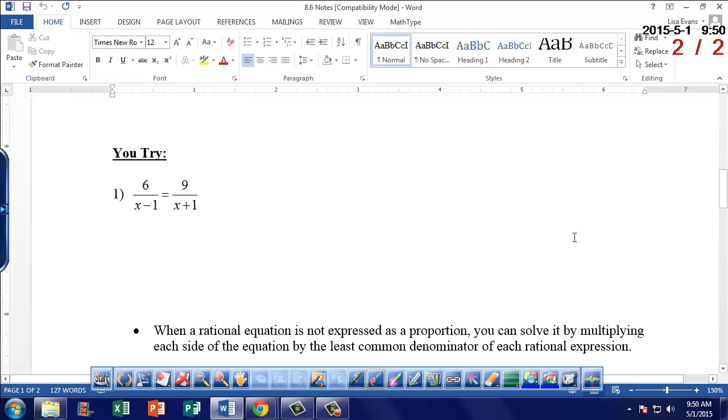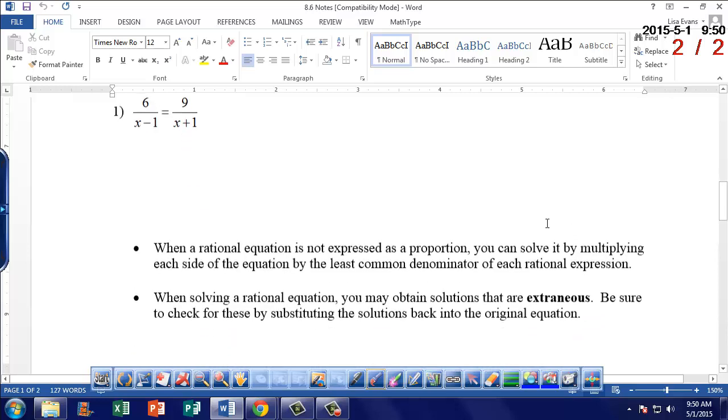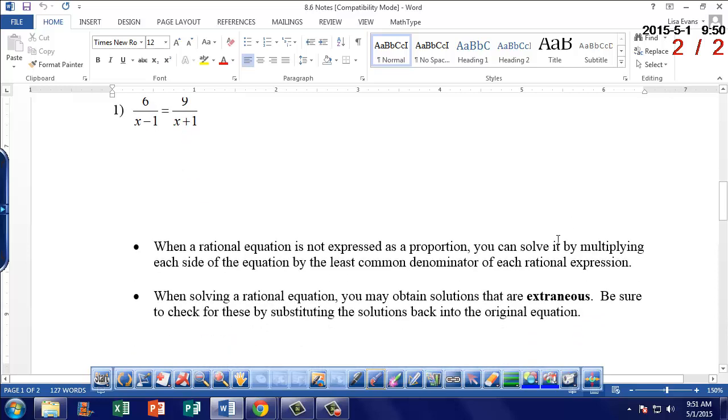Okay, welcome back. When a rational equation is not expressed as a proportion, you can solve it by multiplying each side of the equation by the least common denominator of the rational expression. When solving a rational equation, you may obtain solutions that are extraneous. Be sure to check for these by substituting the solutions back into the original equation. I was already talking about this above.